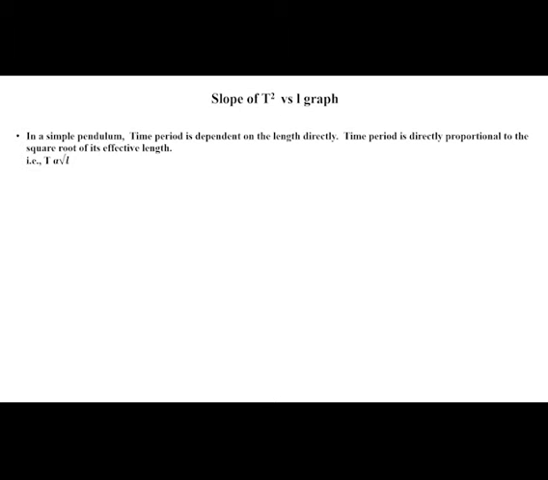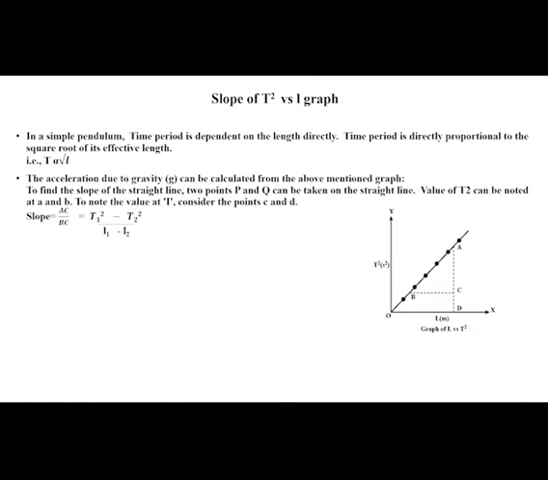So dear students, now let us look into the slope of T square versus L graph in the case of a simple pendulum. In a simple pendulum, we know that time period is dependent on the length directly. The time period is directly proportional to the square root of its effective length. That is, T is directly proportional to square root of L. You can look into the graph where we plotted L on its x-axis and T on its y-axis. Okay, so the acceleration due to gravity or the g can be found out from this above mentioned graph.